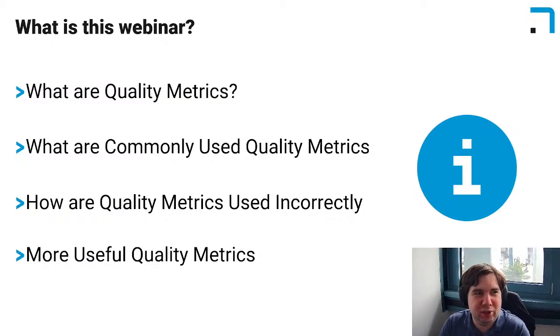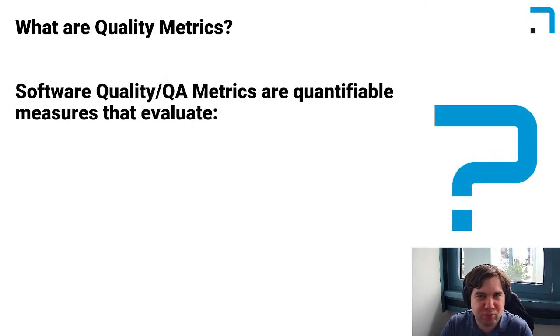First things first, let's look at what quality metrics are. Well, software quality or QA metrics, we call them quantifiable measures that evaluate a couple pieces of criteria about our project. Not just our product, but our project overall. The first measure that they evaluate is, of course, quality. How correct is it in terms of requirements, in terms of user stories? That's sort of our first search, how correct they are in general.